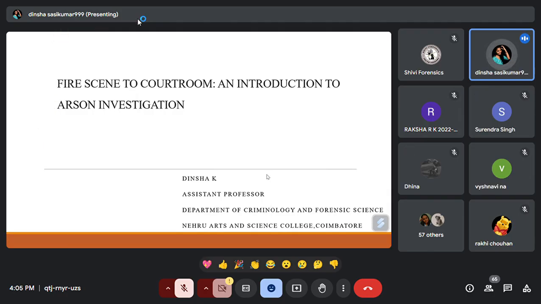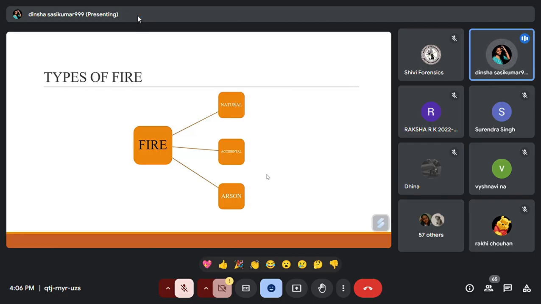So my topic is fire investigation or arson investigation, an introduction to arson and its investigation. So we all know about different types of fire. There are different kinds like natural fire, accidental fire, and arson. And there are some differences between these three. So the first one is natural fire.